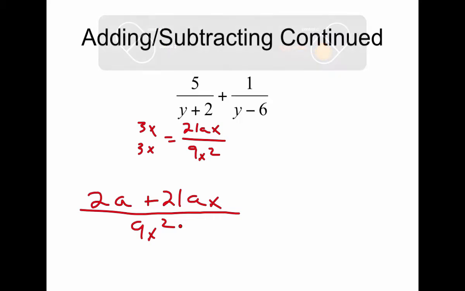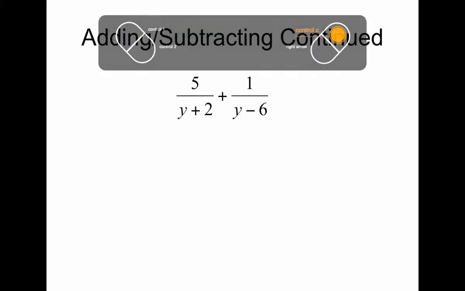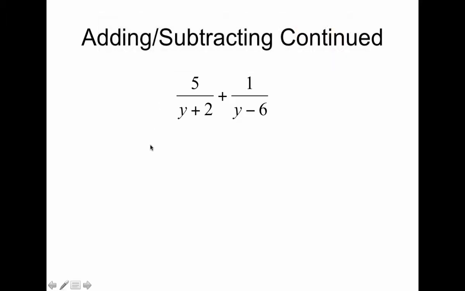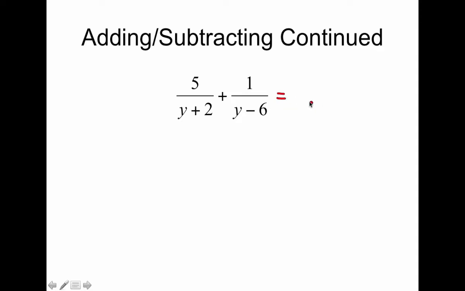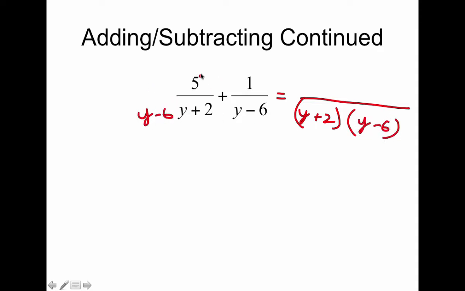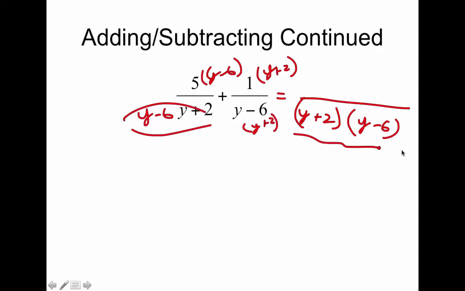Ooh, oops. Common denominator. I need a y plus 2 and a y minus 6. This one over here needs a y minus 6. This one over here needs a y plus 2. Okay, so now we've got to put these together. So this needs a y plus 2. So there's my denominator. Here's my common denominator.